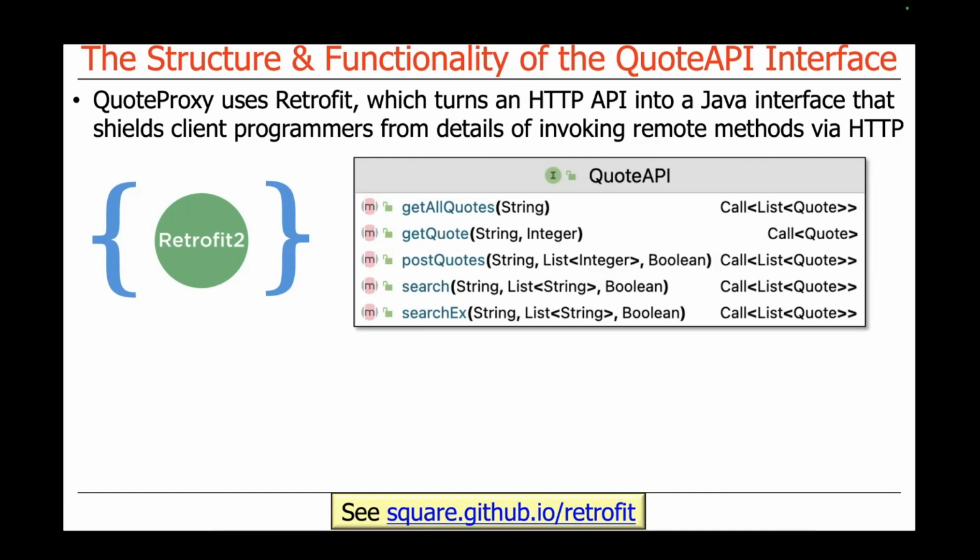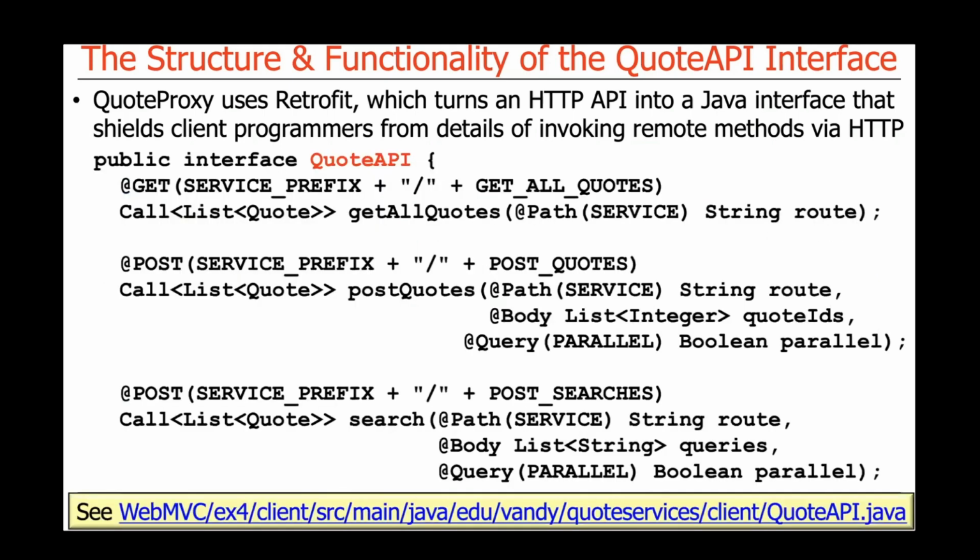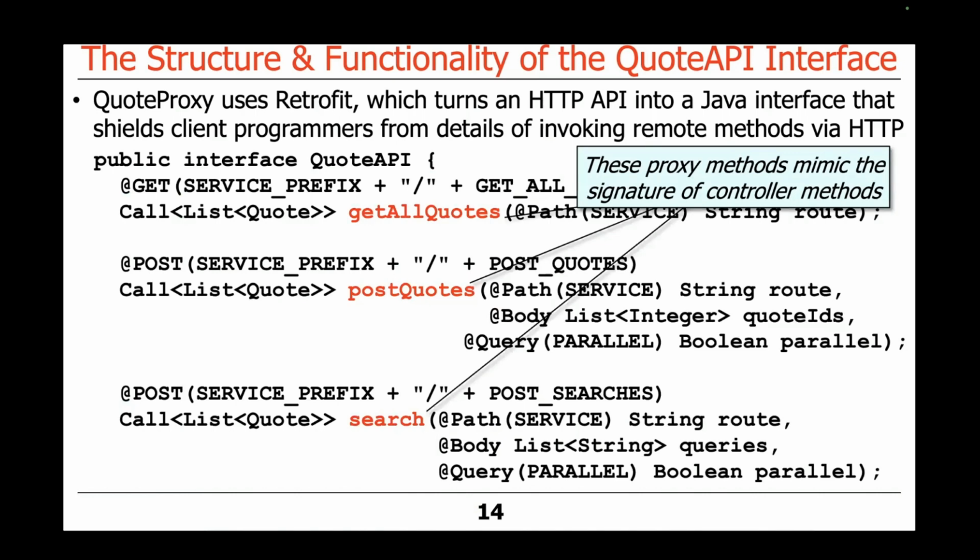And you can see here, this is what the QuoteAPI looks like. So it's basically got essentially the same methods we have for the QuoteClient and the QuoteProxy, but there's a few subtle differences, and it uses Retrofit, which is a kind of platform independent way of generating proxies declaratively. Here is what a Retrofit enabled interface looks like. So you can see here, this is called QuoteAPI. It's just a good old interface, and it's got a bunch of methods that are proxy methods that mimic as much as possible the signature of the controller methods that are running in the API gateway.